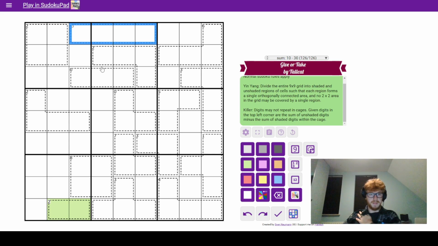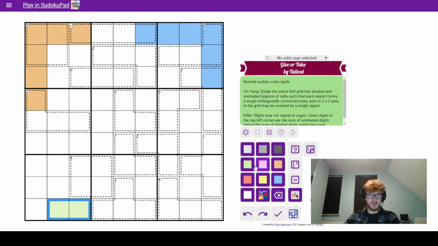That's fine. So this is orange and this has to be blue, coming this way. And in this 2 cage, it has to be something minus the other thing makes 2, because this can never be 1, 1, because of the normal Sudoku rules. So that kind of shows me that this is the case. This is a very standard beginning for a Yin Yang puzzle.